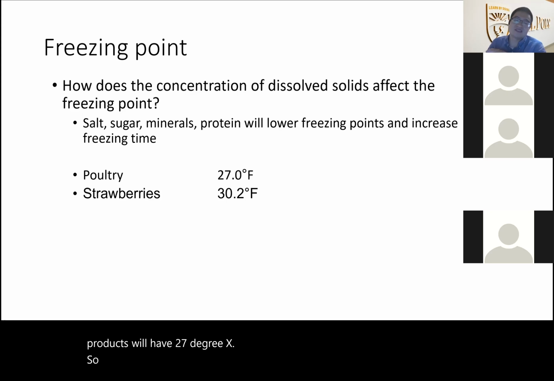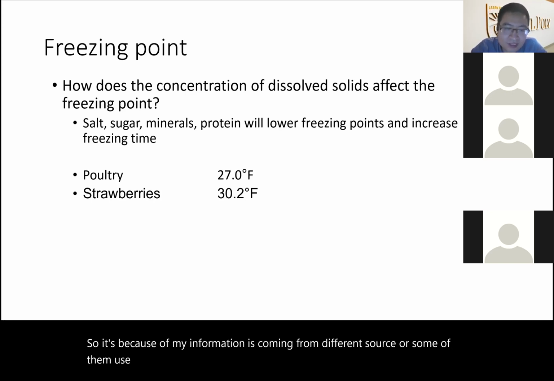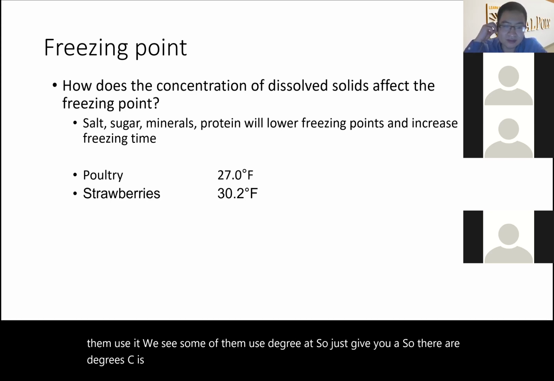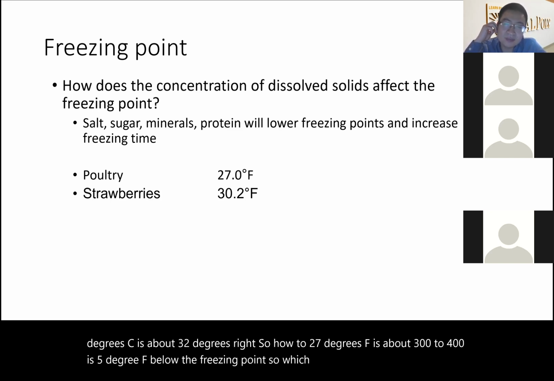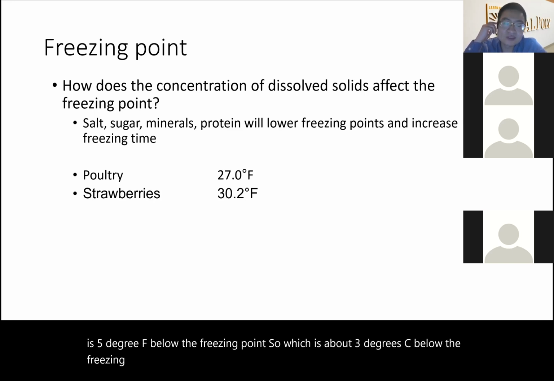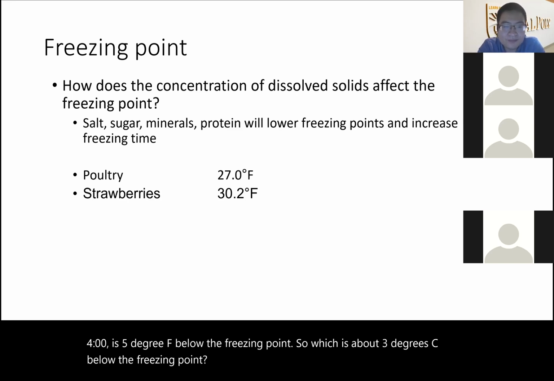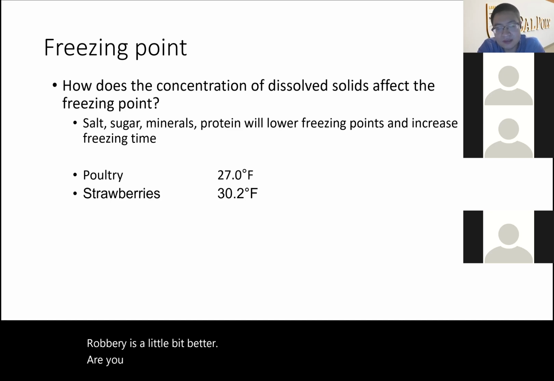Because my information is coming from different sources, some use degrees C and some use degrees F. So 0 degrees C is about 32 degrees F, right? So poultry at 27 degrees F is about 5 degrees F below the freezing point of water, which is about 3 degrees C below. Strawberry is a little bit better, just 1 degree C or 2 degrees F below the freezing point.